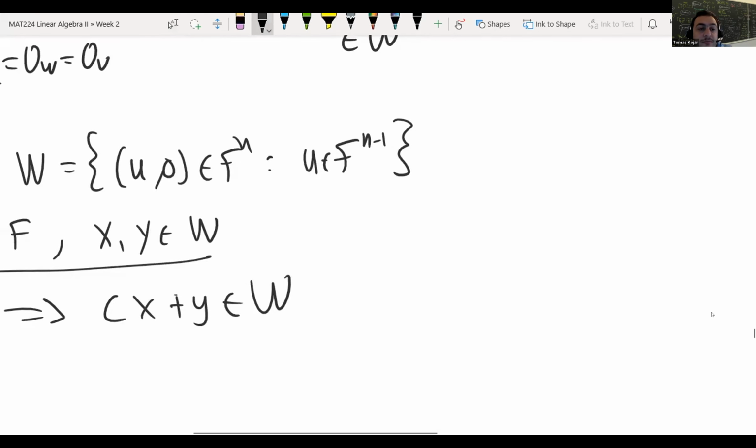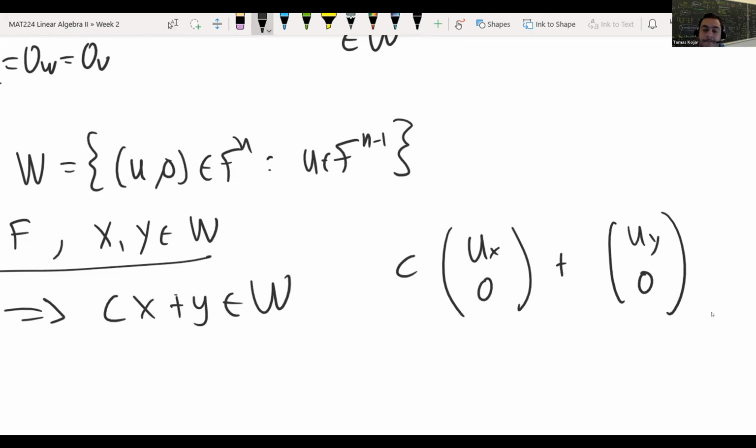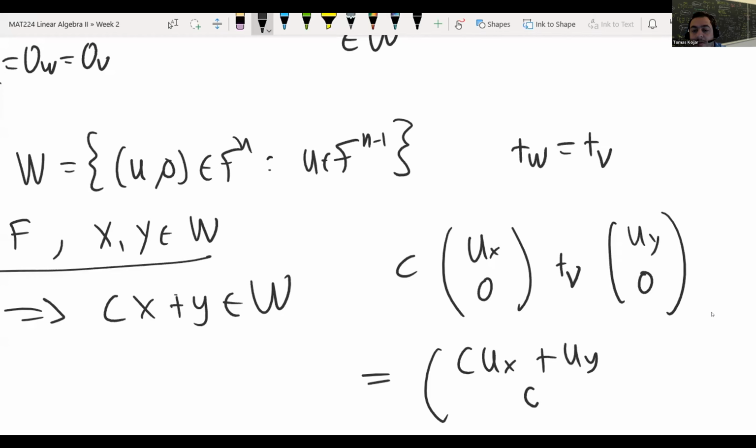So first you write them in this form. So you have C of UX, 0, and then UY, 0, okay? And we equip it with the same addition. So 0 plus 0 is 0, plus W is plus V. Since these are elements of the space V, we can add them component wise. Okay, so we have CUX plus UY comma 0.